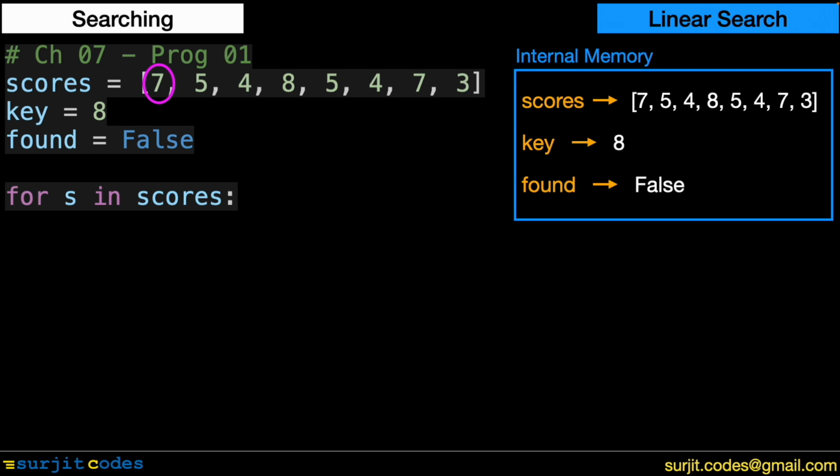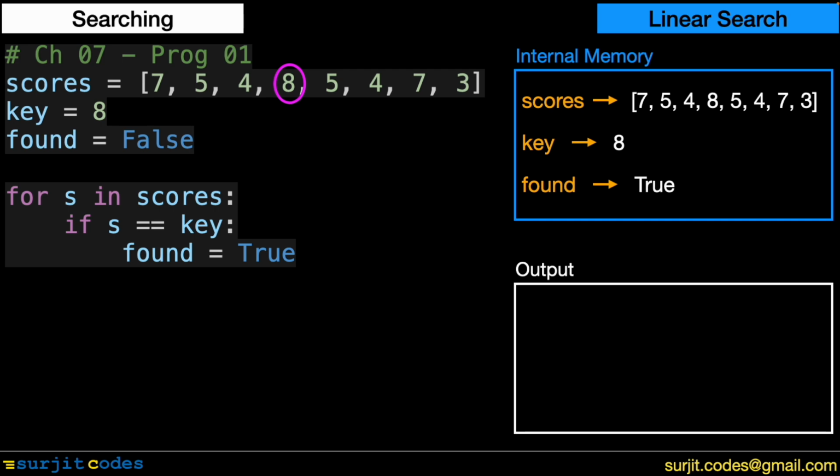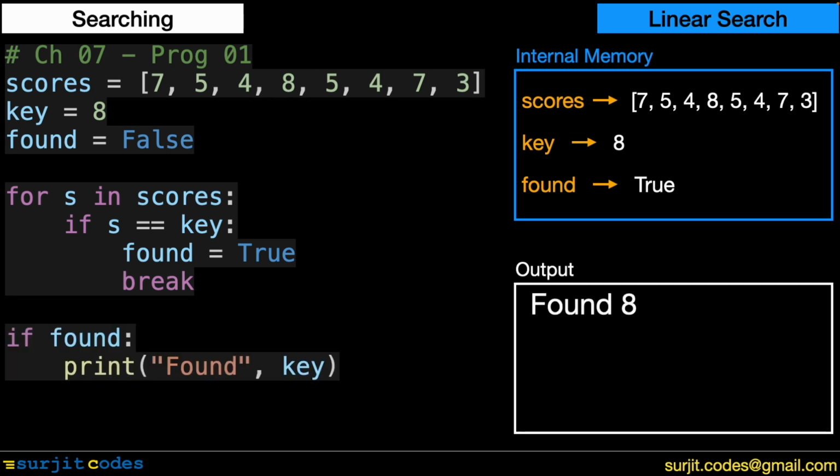Starting value of S is 7 and we compare it with the key, but 7 is not equal to key. In the next iterations, S is 5 and then 4. When S becomes 8, it equals the key value. So we mark found to be true. There is no use going further in the loop. So we break the loop. Now that found is true, we print the message.